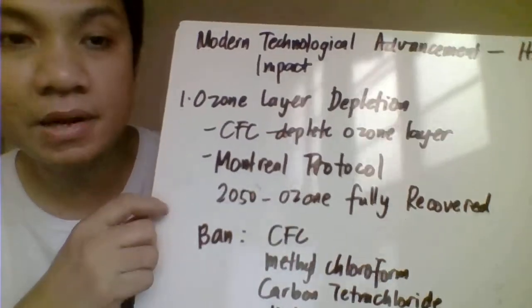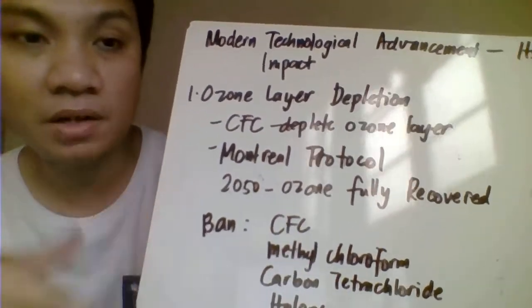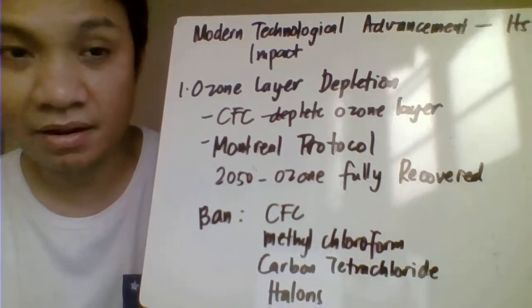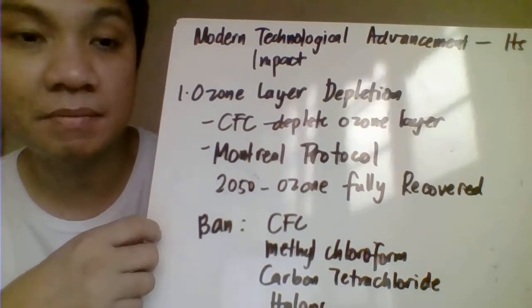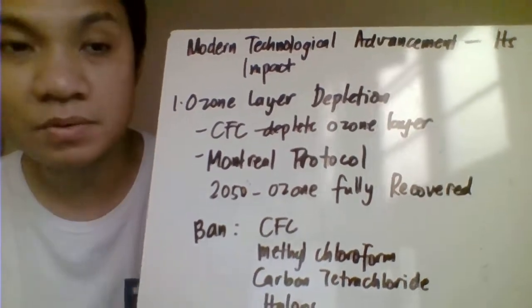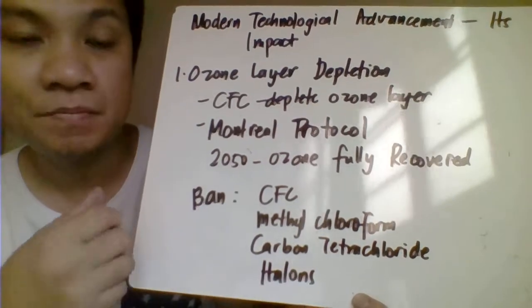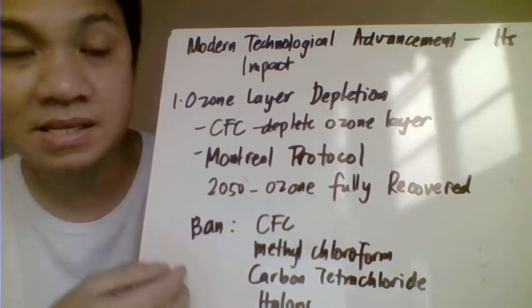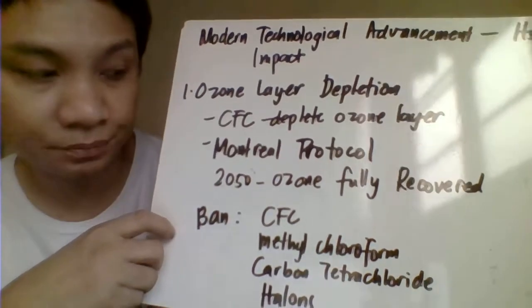Remember that the ozone layer protects the Earth's surface against the direct effect of the ultraviolet rays coming from the sunlight. And once our ozone layer has been depleted, we're exposed to sunlight, and most likely we could get some diseases. It could alter your genes. It might result in skin cancer.